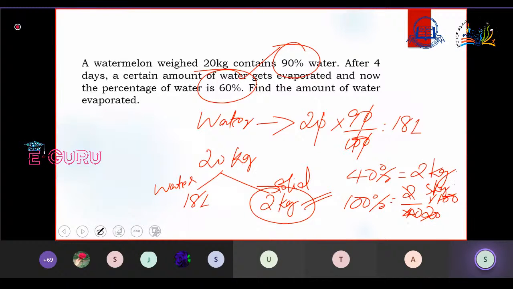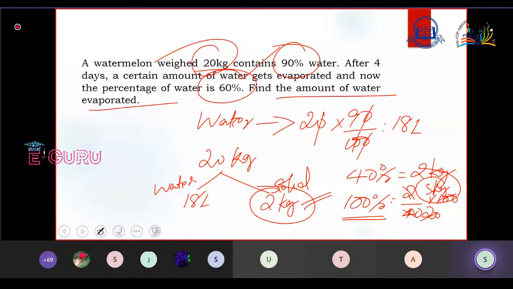So after these many liters of water get evaporated, now the mass of this watermelon becomes 5 kg. Initially it was 20 kg. Now 100% weight is 5 kilogram only, means rest of the water gets evaporated. So our question is find the amount of water evaporated. From 20 kg it becomes 5 kg, that means 15 kg the weight reduced. 15 kg weight reduced only because of the water gets evaporated, right?